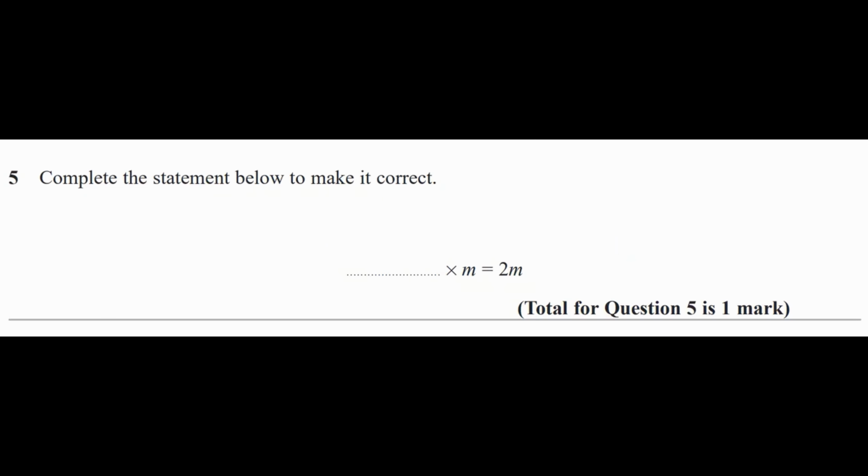Question 5. Complete the statement below to make it correct. And it's telling us that something times m equals 2m. Well, we've got 1m on the left hand side. We want to make it into 2m on the right hand side. Therefore, we multiply it by 2. 2 times m equals 2m.